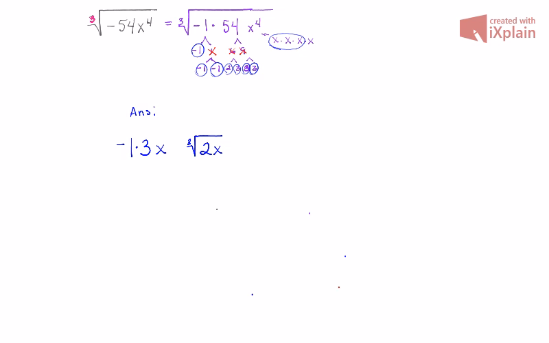Okay, so your final solution, we're just going to clean this up. If you notice, I have a negative 1 times a 3 outside. This will become negative 3x times the cube root of 2x. This is my radical in its simplified form, and I'm done.